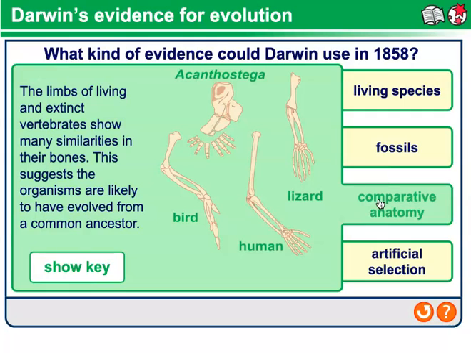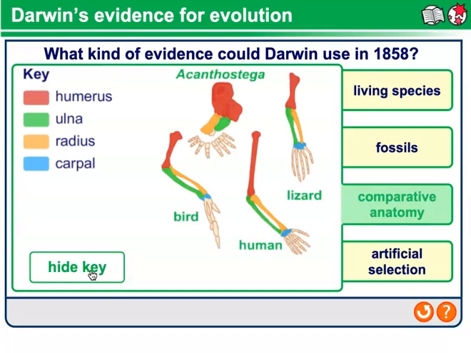Darwin used comparative anatomy. The limbs of living and extinct vertebrates show many similarities in their bones. This suggests the organisms are likely to have evolved from a common ancestor. So looking at the different species of organisms, we see that many of them have similar characteristics. For example, each of these different species have a humerus. They also contain the bone structure of an ulna, a radius, as well as carpals.